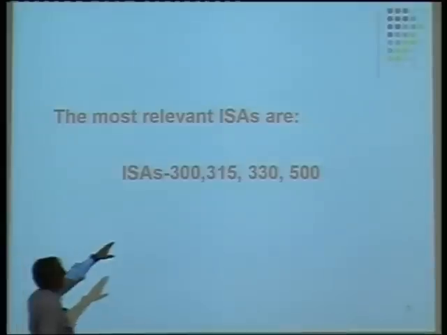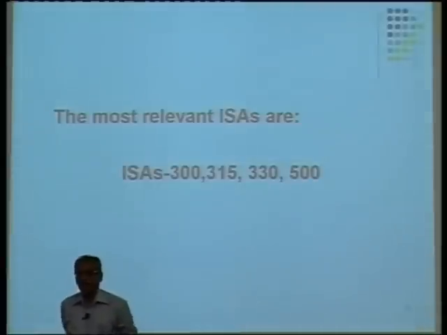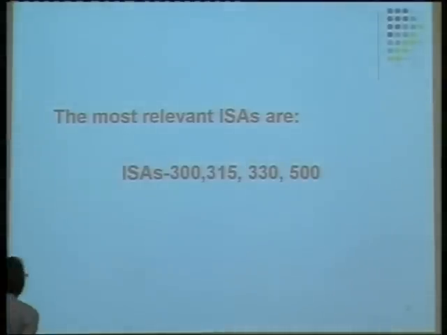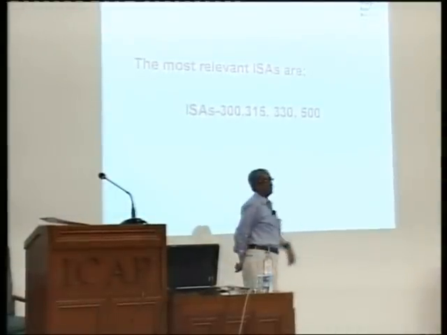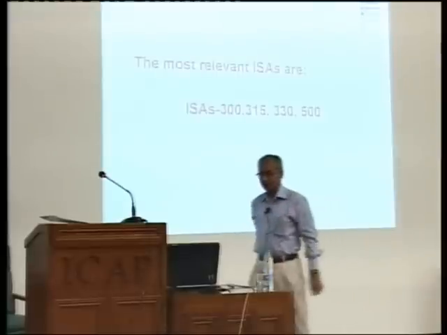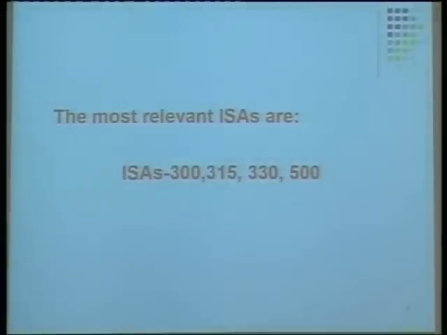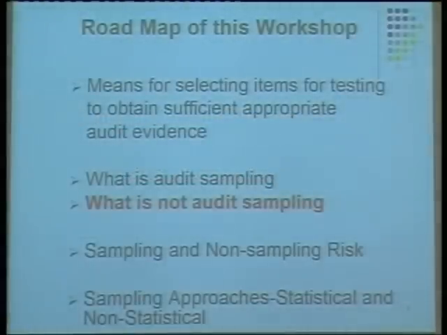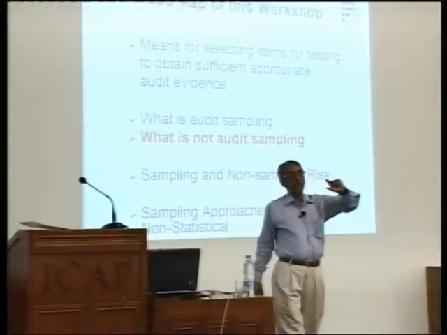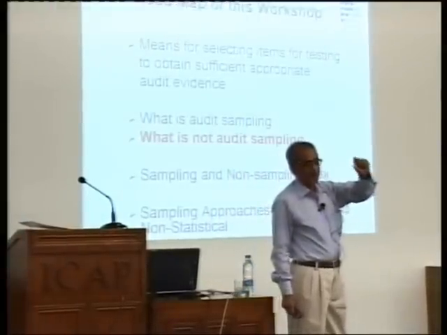Now, before we embark on our journey, I would like to give you a roadmap of how we will go about it. ISA 300 is audit planning, 315 is identifying and assessing risk through understanding the entity and its environment, 330 is the responses, and 500 is, of course, audit evidence. How will we go about? First of all, we'll go through means of selecting items for testing to obtain sufficient appropriate audit evidence. This is the fundamental thing that we need to do. And how do we achieve this? That is also what we are going to discuss. The next one is, what is audit sampling? And even more important is, what is not audit sampling?